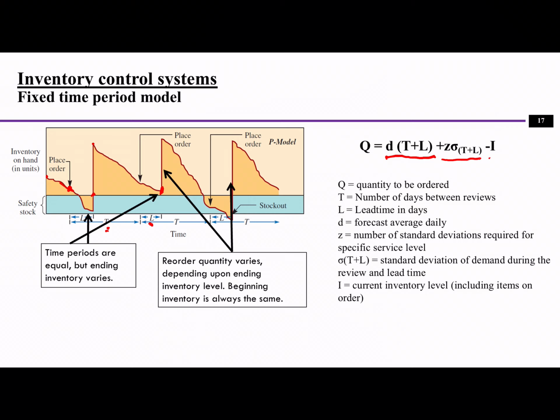And also minus I. Minus I means here we assume our inventory is zero. But is it zero? Not exactly, maybe not. So in this case, we need to subtract I, which is the current inventory level we have. So this is how we calculate the fixed time period model quantity, how much inventory we should order.